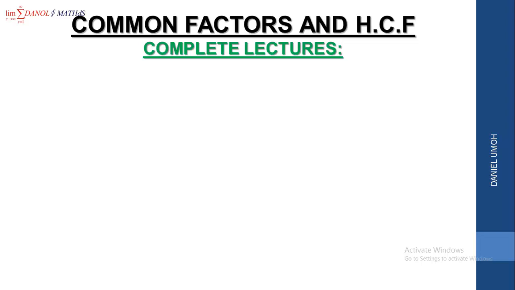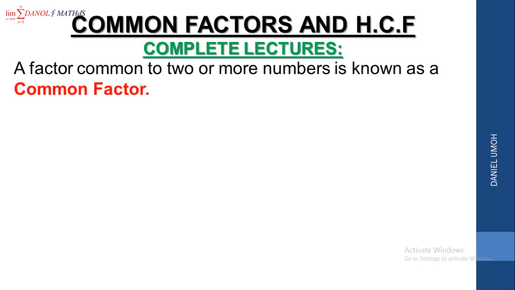Hence, in this lecture on common factors and highest common factors, that is HCF, we shall be looking at how to find the common factors and the highest common factors of numbers. Now, let's begin. We said that a factor common to two or more numbers is known as a common factor. That is, that particular factor that is common among two or more numbers is usually known as a common factor.